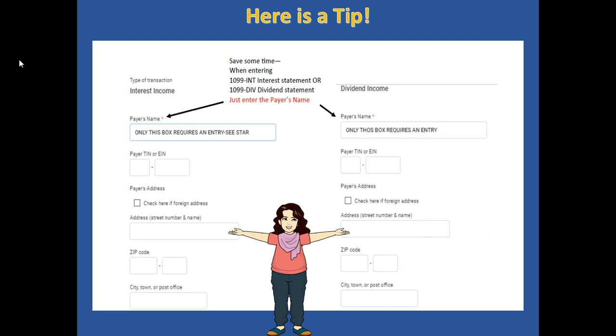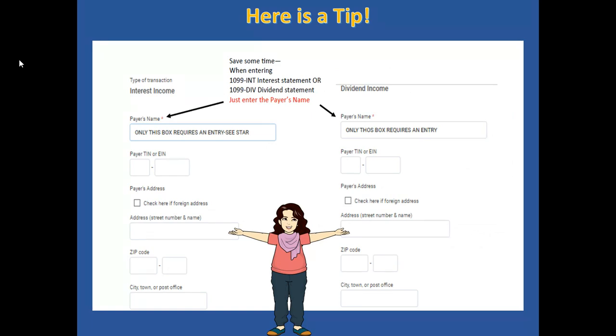Remember, you can pause this at any time. Here's a tip for you. When you go to enter interest or dividends into the computer system, you do not need to enter anything except the name of the company the money came from, who the payer is. So is it Suncoast, Bank of America, Primerica? Just the name, and then do the dollar amounts. You don't need to enter the tax number for the payer, their address.